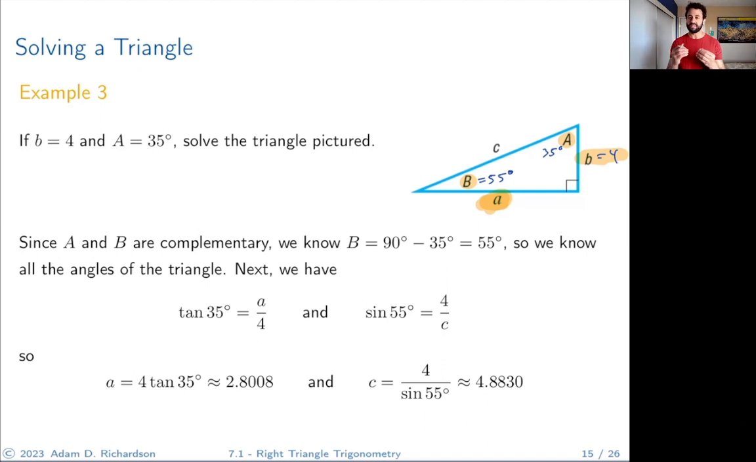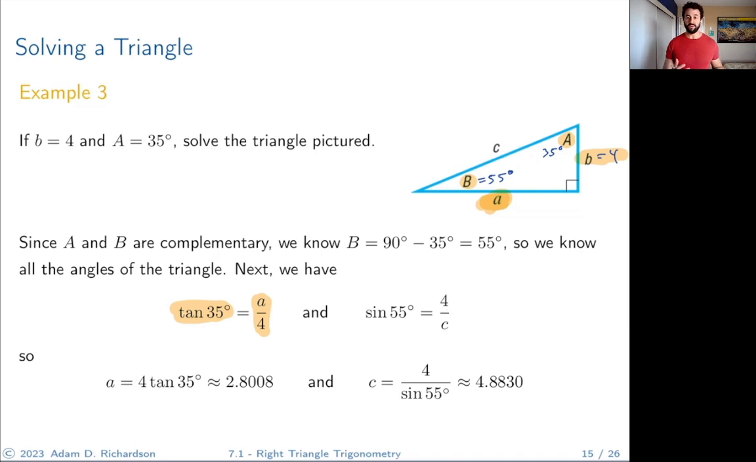What function relates an angle that is adjacent to A and opposite A, for example? You can quickly realize that it's going to be tangent, right? Opposite over adjacent, that's tangent. We know that angle is 35 degrees, so we know that tangent of that angle has got to be little a divided by 4, opposite over adjacent.